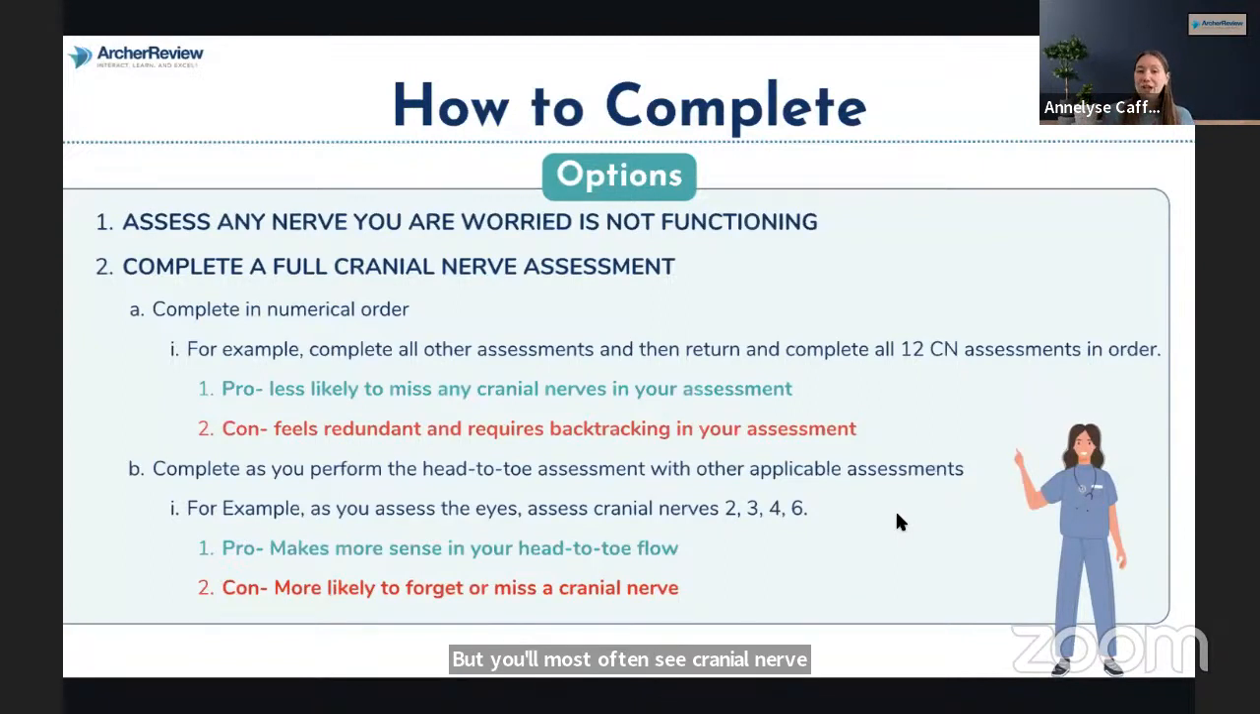And I don't know where you guys are at in your nursing program. You can tell me below in the chat where you're at, what course you're struggling the most in.